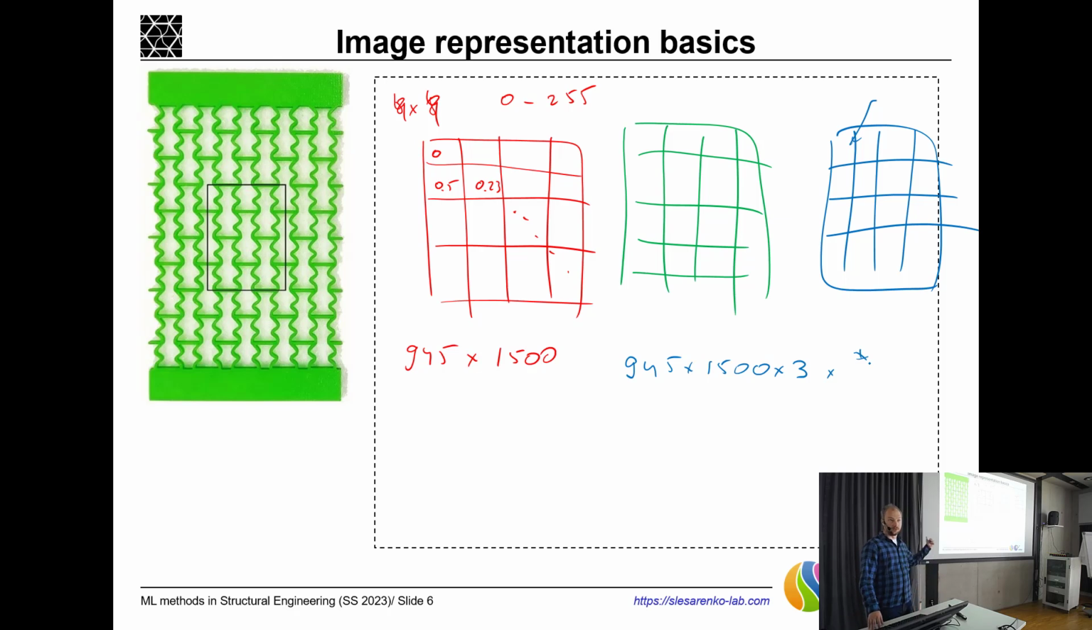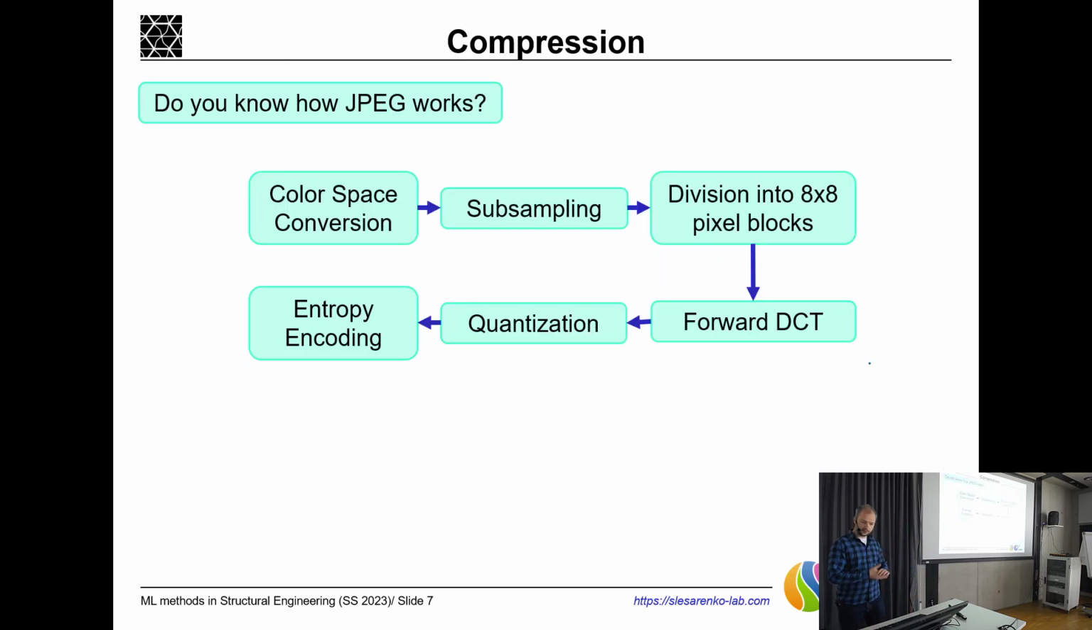That's how we store our images in a very naive way. But as we can see already, it's not efficient. Therefore, I would like to introduce how JPEG works, and you will see why I'm doing that, because one of the steps here is very related to the images that we will use in neural networks. So in general, JPEG works in the following way.